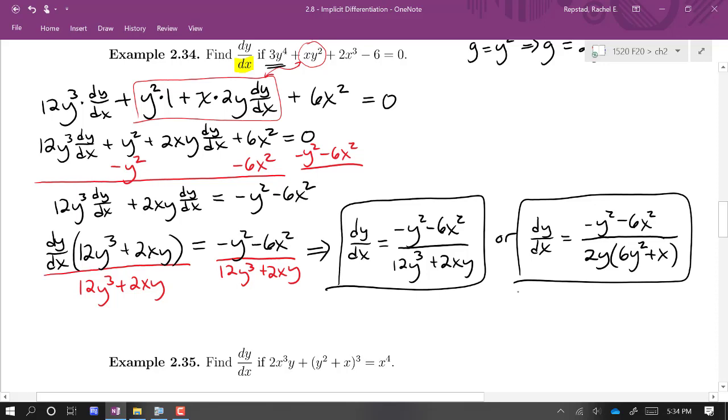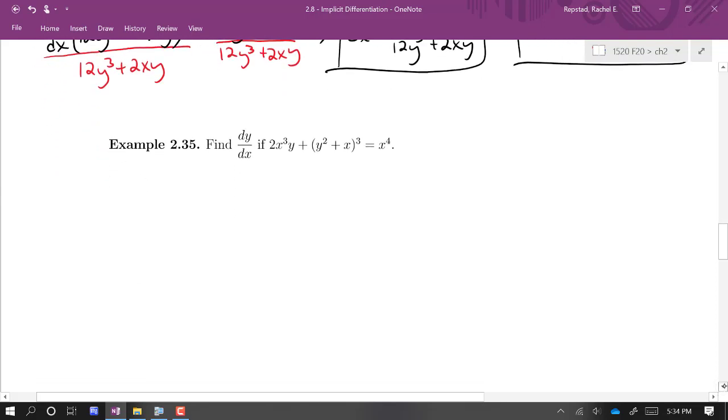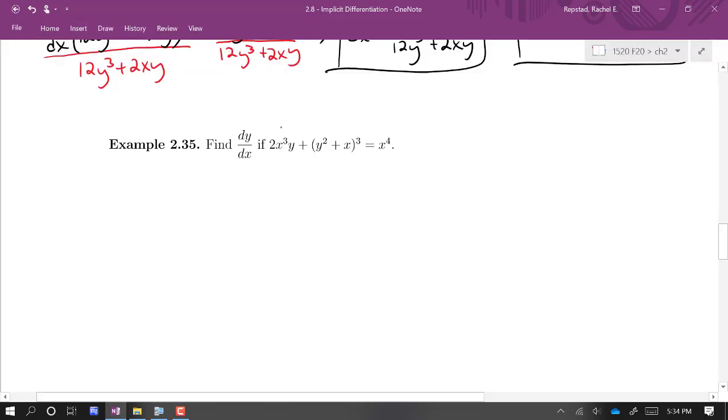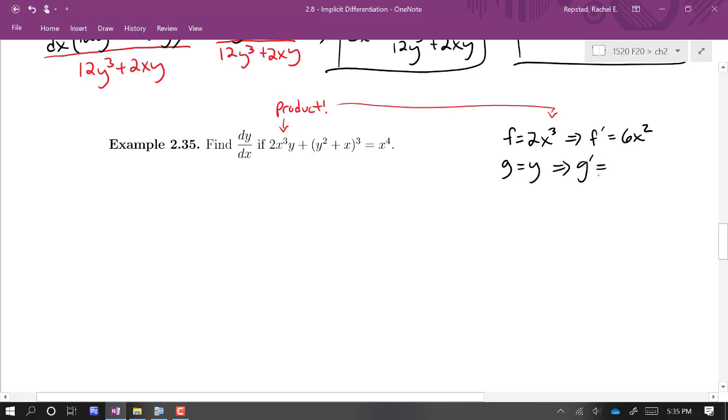Okay, let's try another one. Maybe take a few seconds and size up this function, see if you can spot how we're going to do this. When I look at this, right away I can see we've got a product right in the first term. So let's do some side work to set that up. Our f function will be 2x cubed, and f prime will be 6x squared. Our g function is y. Our g prime function, using the power rule, we just get 1, then times dy/dx. So the derivative of y is, unsurprisingly, dy/dx.